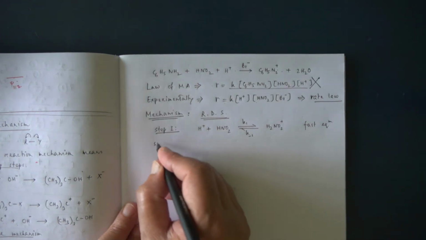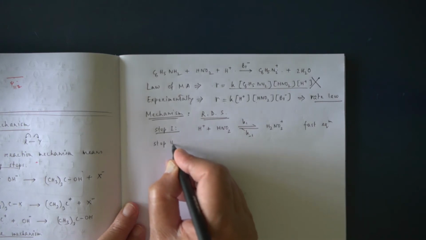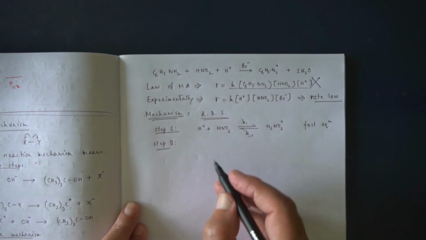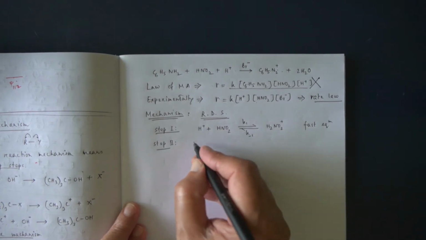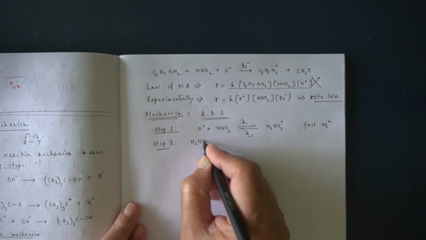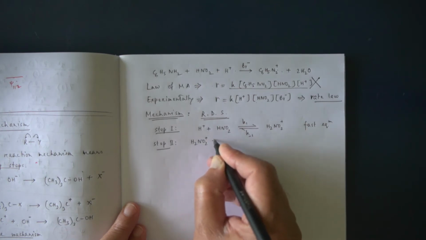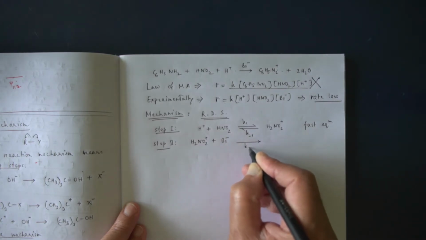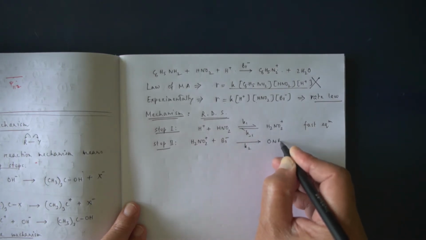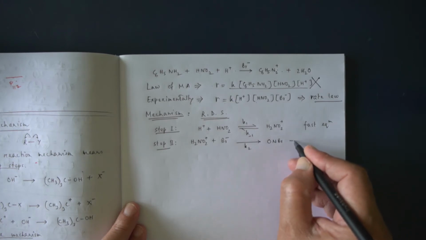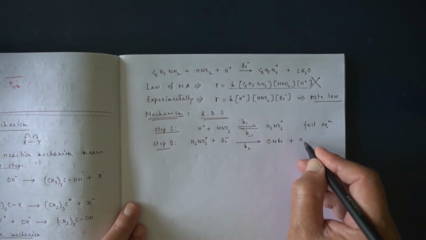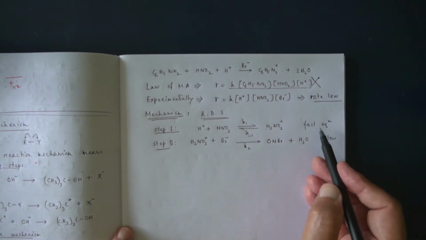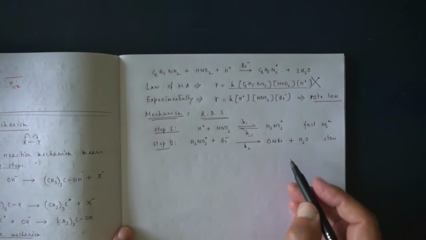And the second step, what should it be? The first step is followed by a slow reaction. This slow reaction is, with rate constant K2, H2NO2 plus plus Br minus gives ONBR plus H2O. This is the slow reaction. So a fast equilibrium is followed by a slow reaction.